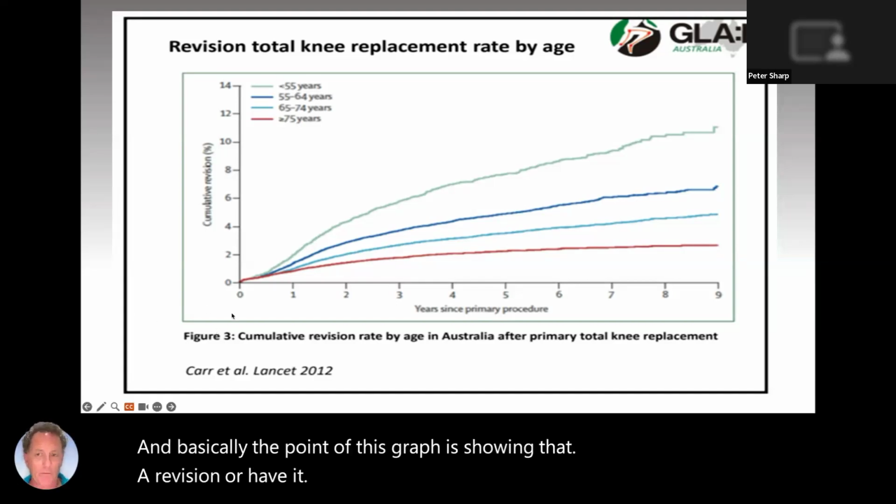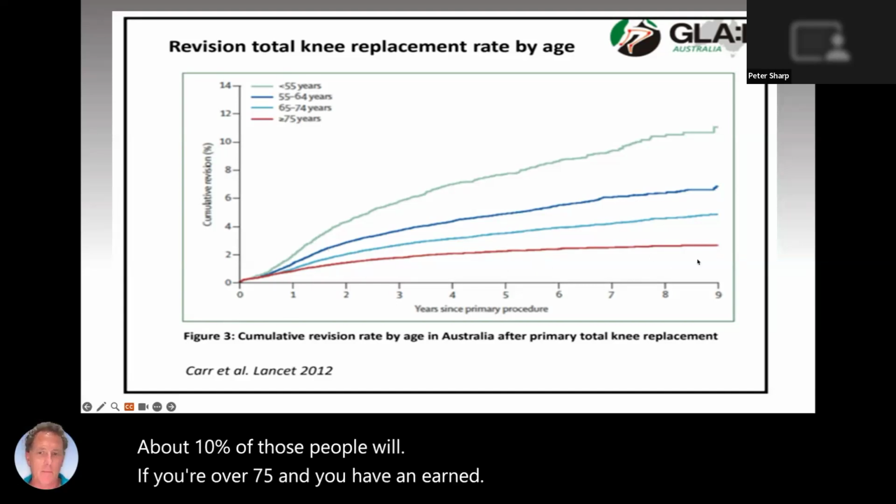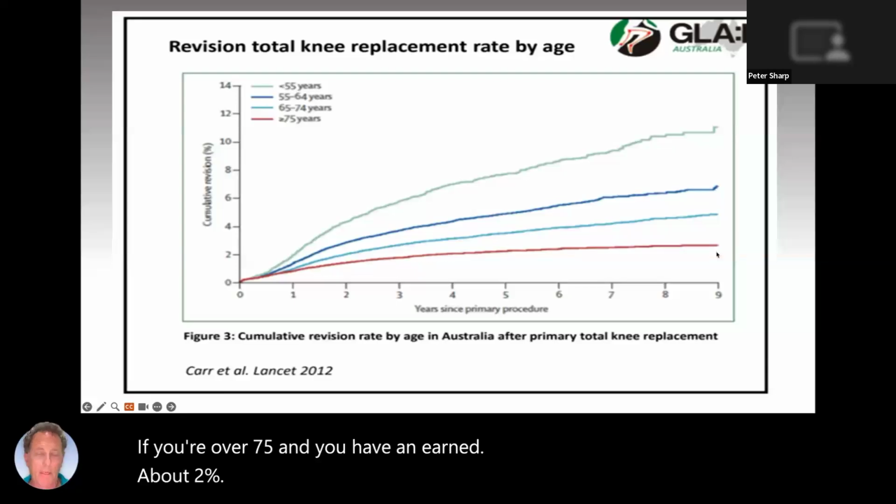So if you're under 55 and have a knee replacement, within 9 years, about 10% of those people will end up needing to have it done again. If you're over 75 and you have a knee replacement, only about 2% will end up having to have it done again, in 9 years' time.